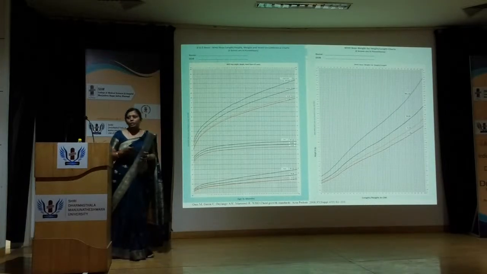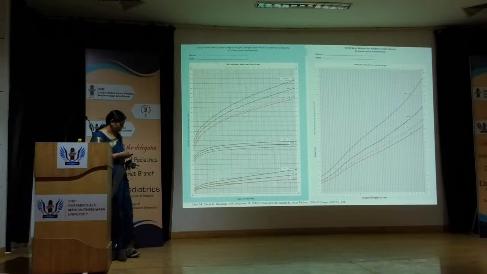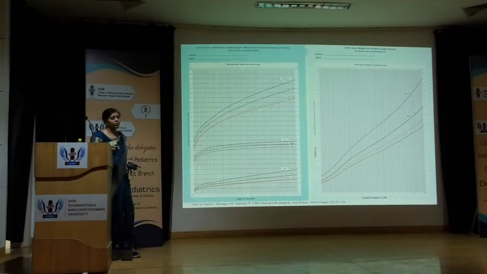These are the growth charts which have been provided to you at the reception. These are WHO growth charts. The blue is for the boys and the pink is for the girls. On one side you have got weight, head circumference and the length or height. This was the deviation I was saying at 24 months.